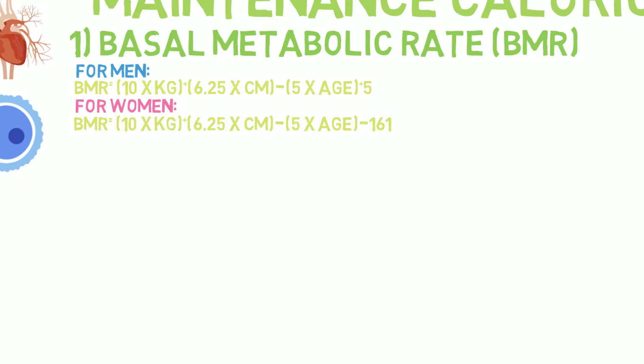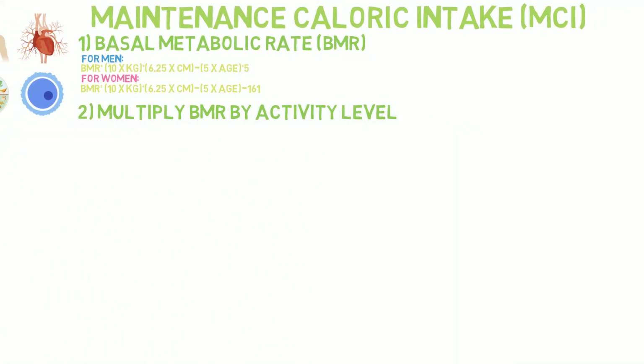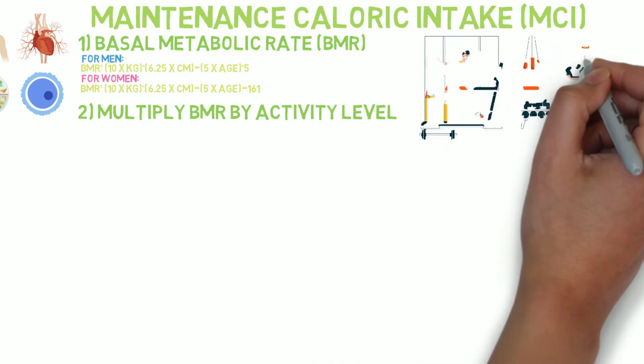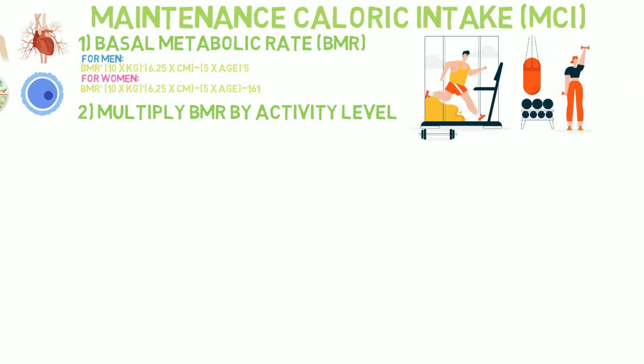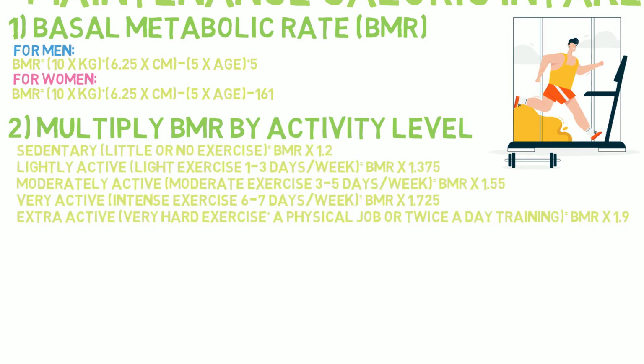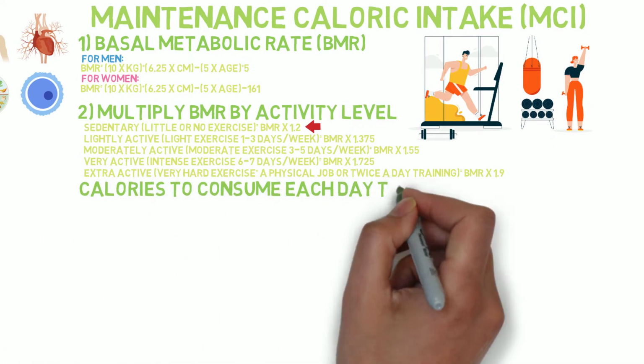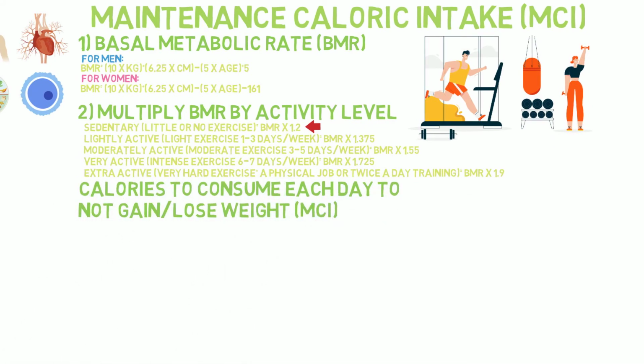Now, the second step involves us taking your BMR and multiplying it by your activity level per week. So, how intense and frequent your exercise levels are, in combination with whether you work a physical job or not. For instance, if you do not currently do any exercise and consequently fall under sedentary, we will take your BMR and multiply it by 1.2, and the answer will provide us with the amount of calories that you need to consume each day to not gain or lose weight, again referred to as your maintenance caloric intake.